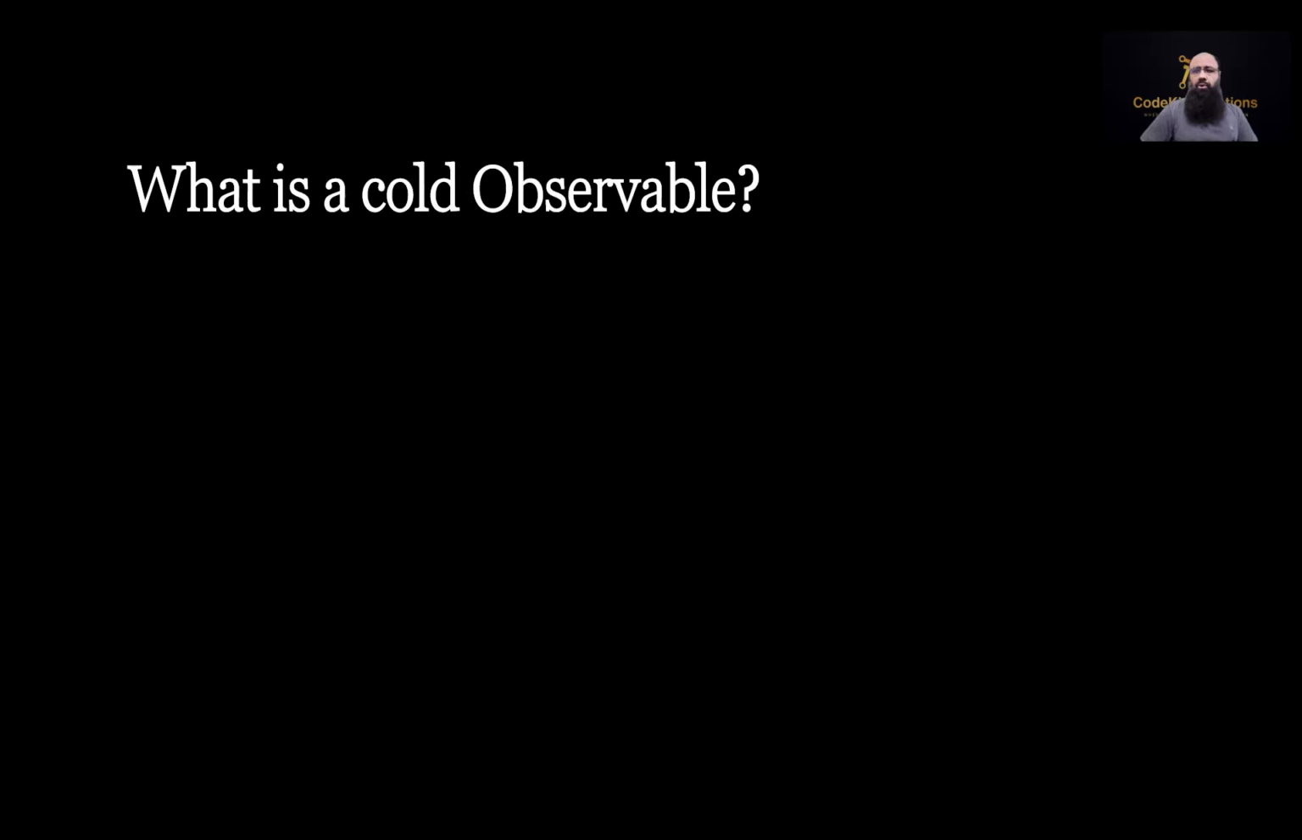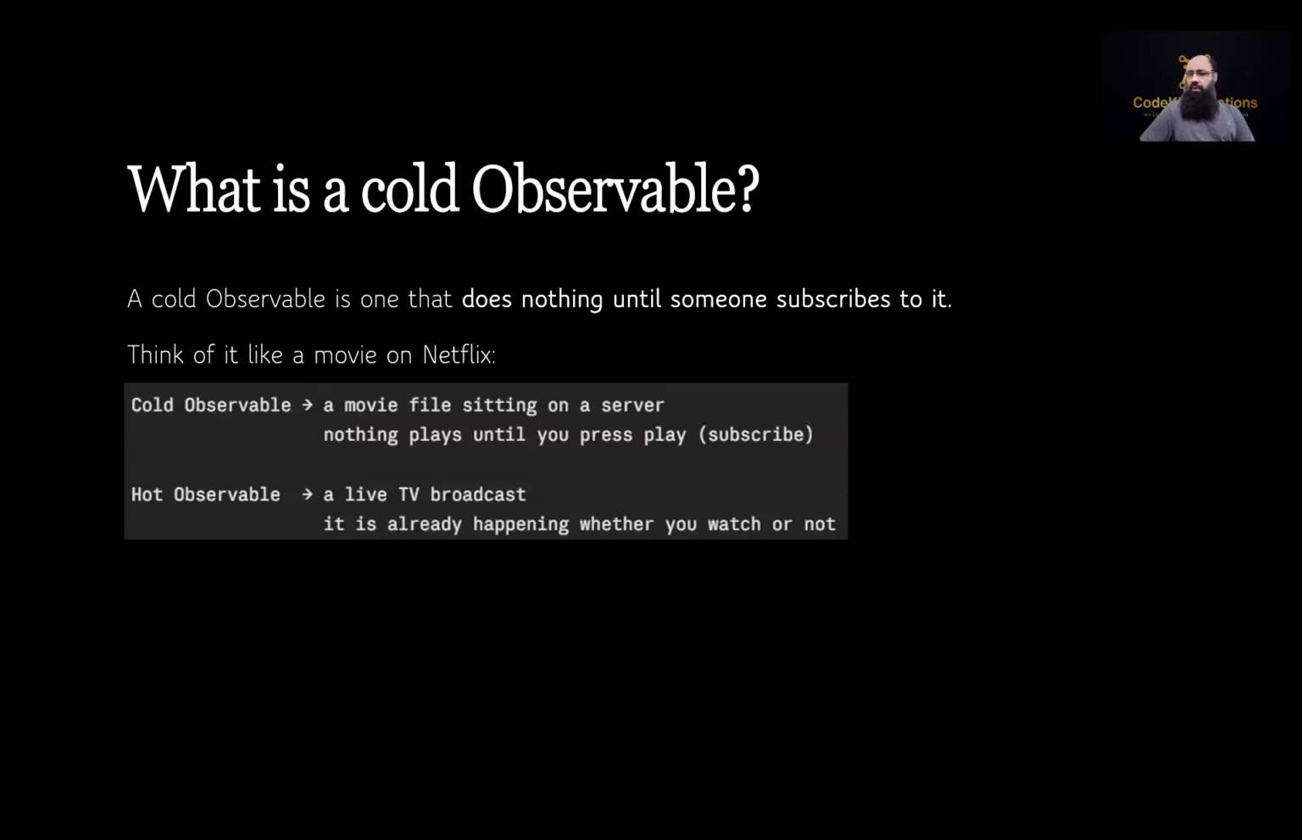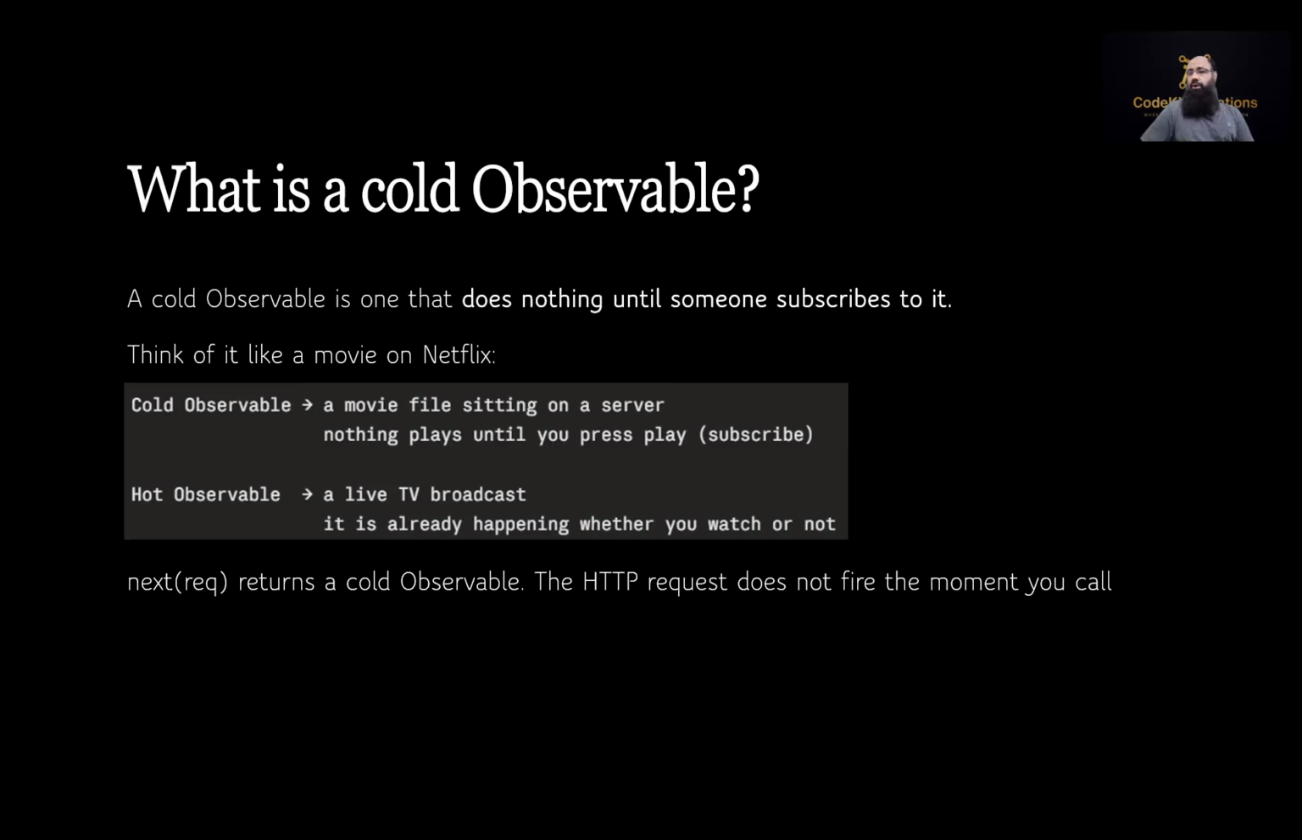So let's discuss what a cold observable is. A cold observable is one that does nothing until someone subscribes to it. Think of it like a movie on Netflix. It resides on their server, but unless someone presses the play button, it doesn't play on its own. So it's a cold observable. A hot observable is like watching a TV show being broadcast live, or watching a match. It's already happening, so whether we watch it or not, it's occurring over there. This is a hot observable.